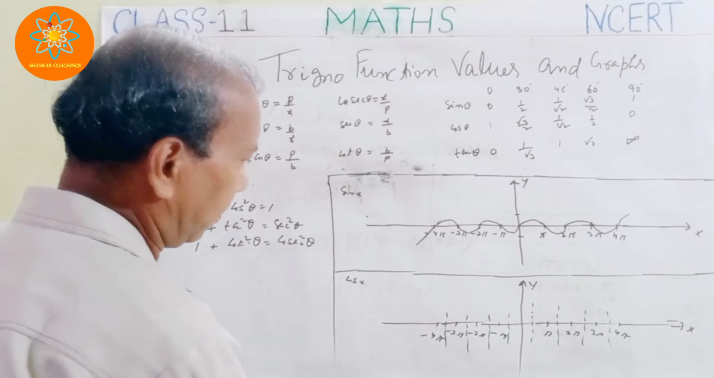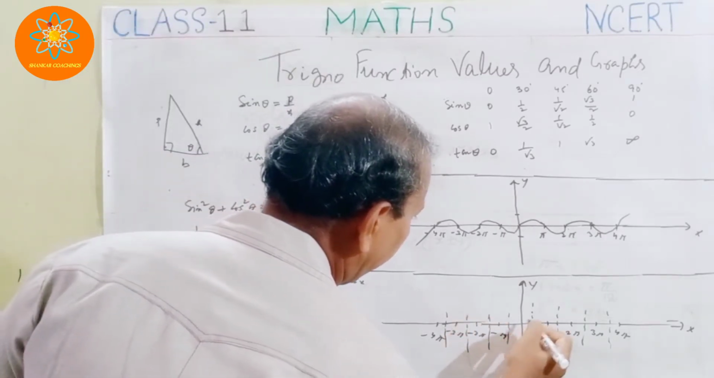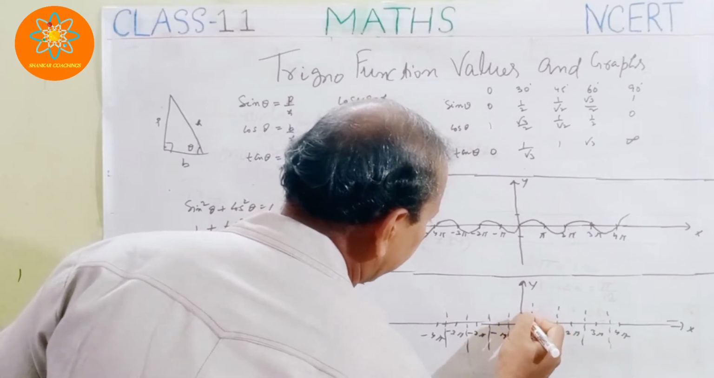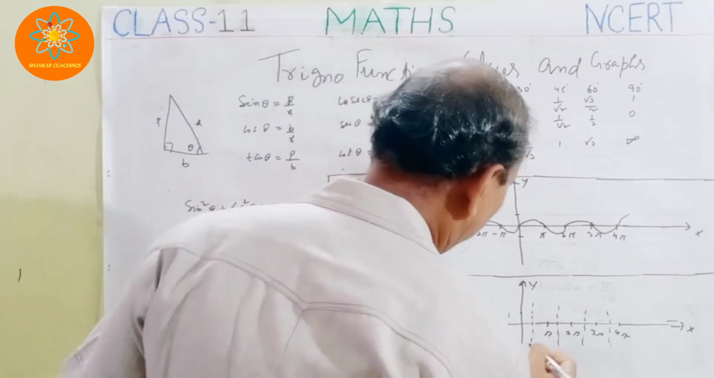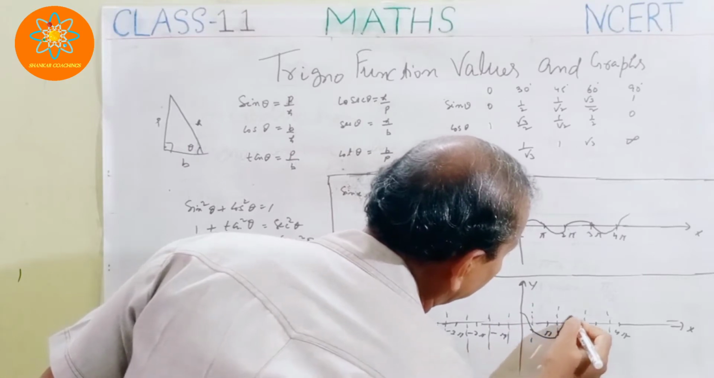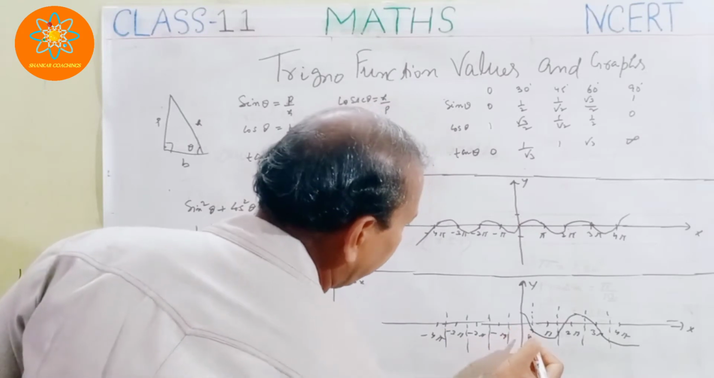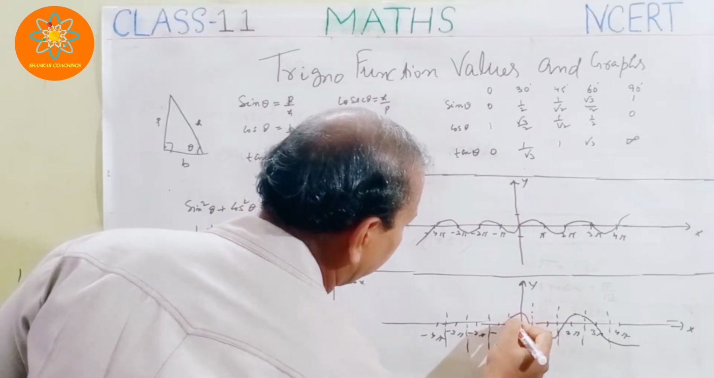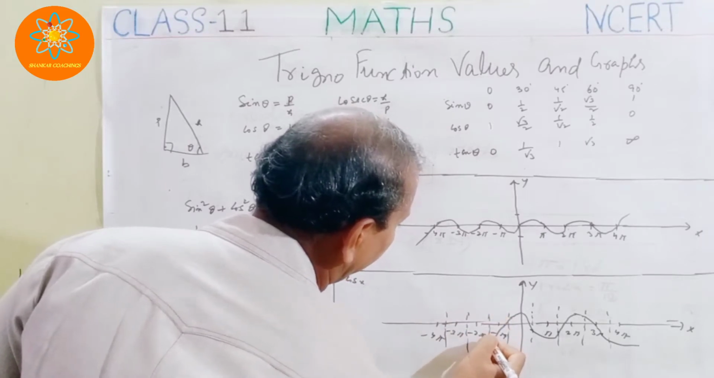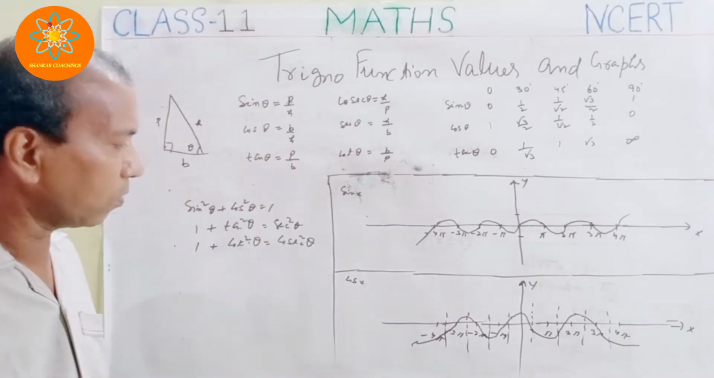So this is pi by 2. At this point the value will be here. So the graph will be something like this. Similarly, here also this is the graph. So this is the graph of cos x.